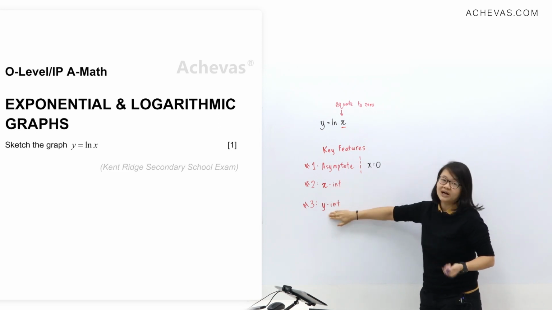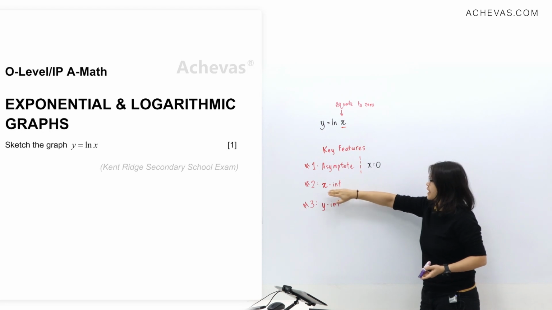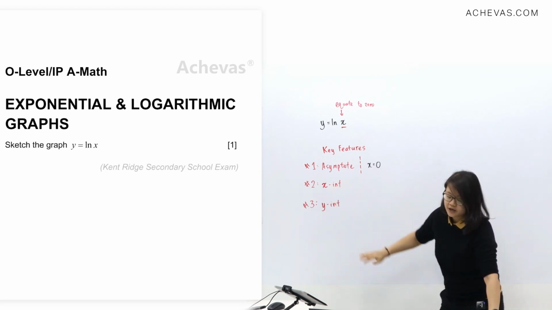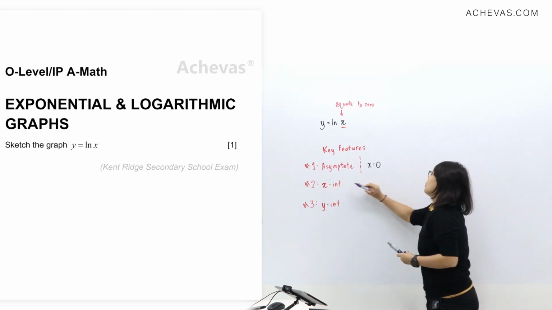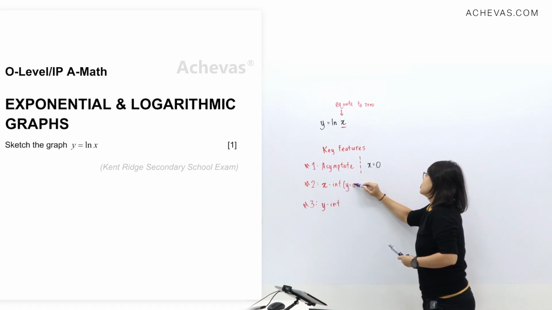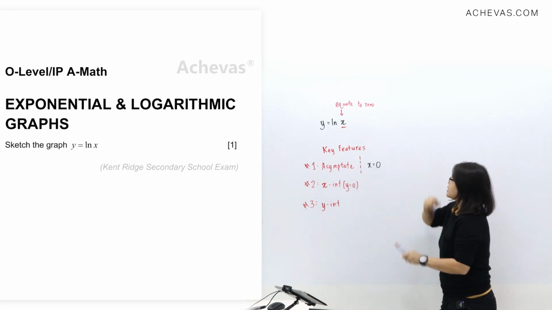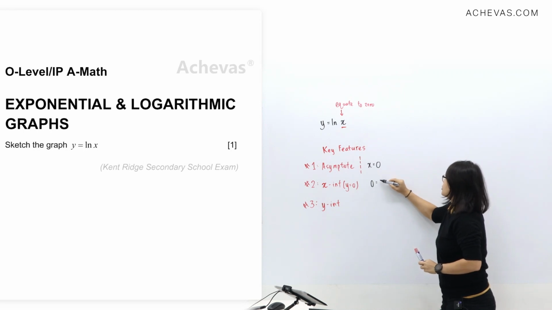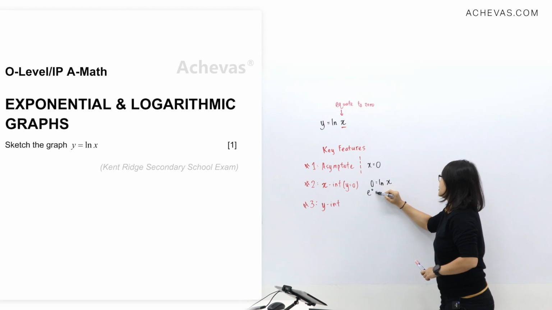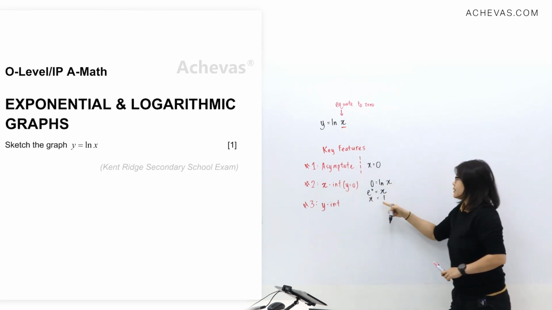Second, if I have a logarithmic graph, I have a tendency to find the x-intercept first, but it doesn't matter if you want to find the y-intercept first. Now let me just find the x-intercept first. For this one here, we have to equate y to 0. So I'll have 0 equals ln x. Taking e on both sides, I'll have e^0 equals x. So x is equal to 1. So I have an x-intercept at 1.